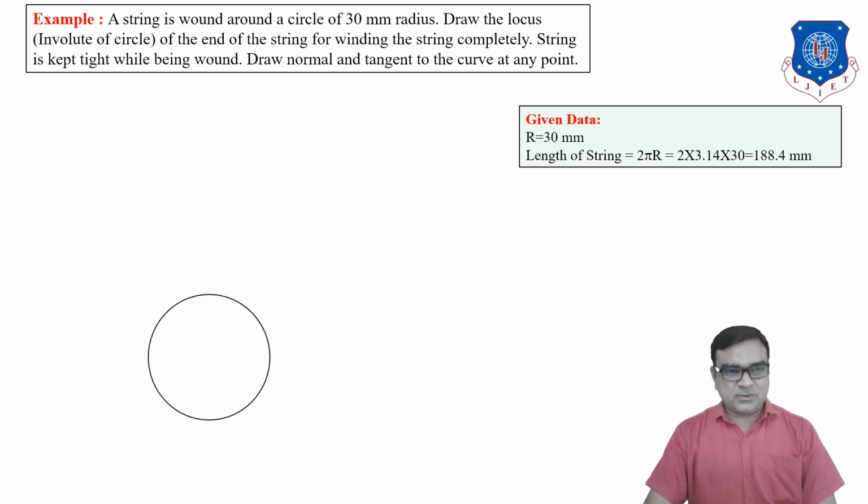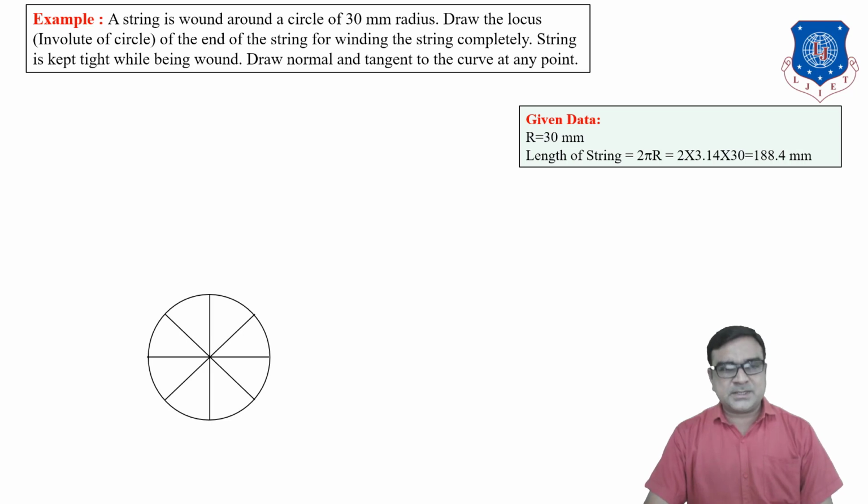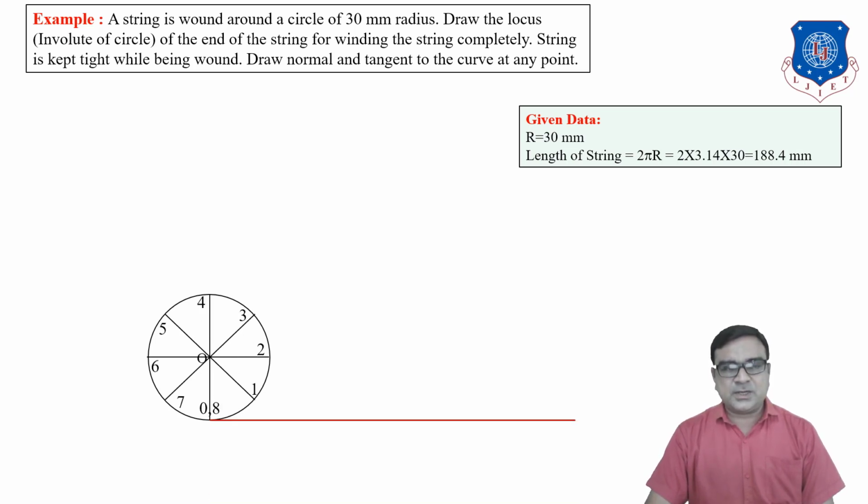So let us start drawing. Draw the circle first and divide it into n number of equal parts, here 8 equal parts. Draw a horizontal line from the bottom of the circle. This length must be the circumference, 2 pi r or pi d. Divide this line also into 8 equal parts.